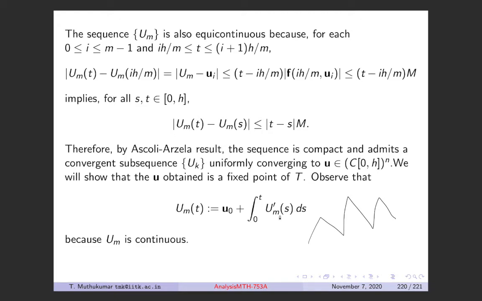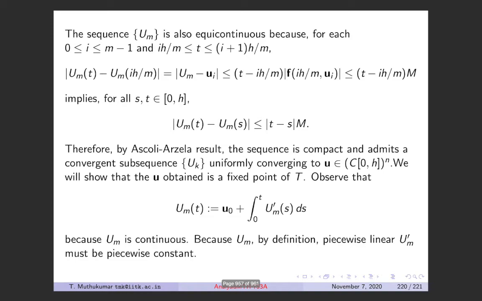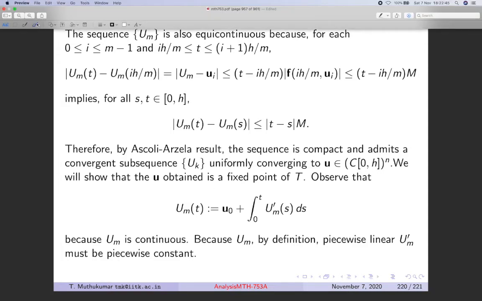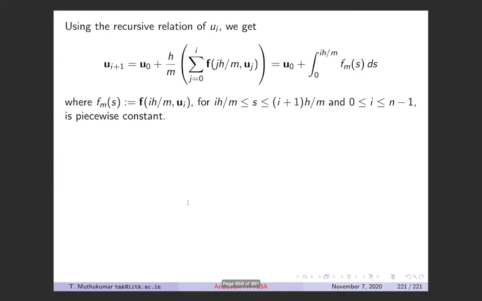Just make this observation, there is no issue. The derivative is a constant on each piece because they are all linear functions. They are piecewise linear, so the derivative is piecewise constant. So u_m actually has this form, and we are going to get the precise form of this. How do we get that? From the way we defined u, from the recursive relation that we started with.